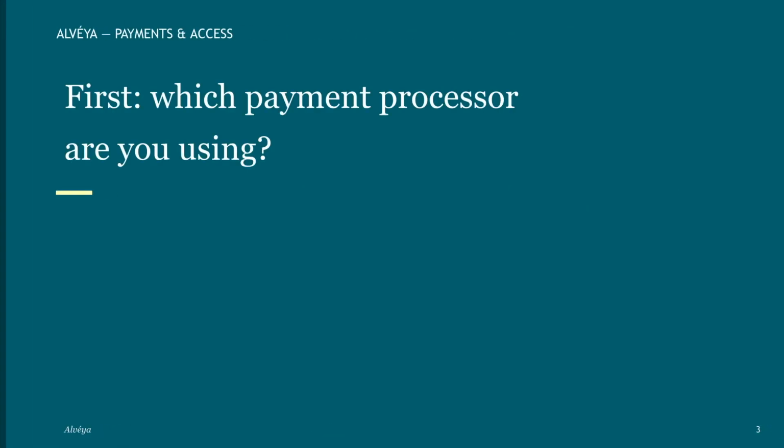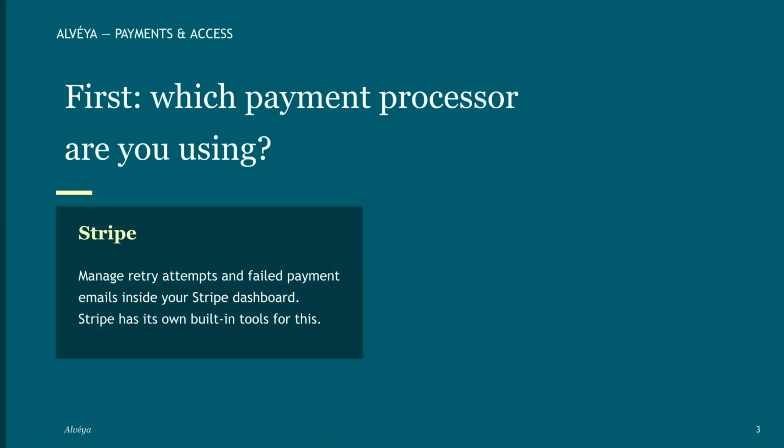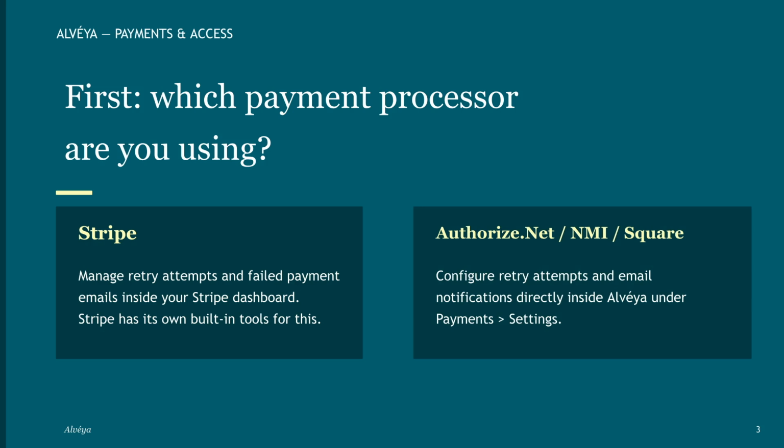Before we get into the workflows, there's one thing to check. Which payment processor are you using? If you're on Stripe, your retry settings and failed payment emails live inside your Stripe dashboard, not inside Alvéya. We'll look at those first. If you're on Authorize.net, NMI, or Square, you can configure those settings directly inside Alvéya under Payments, then Settings. For everyone else, the Alvéya workflow templates handle the client communication side regardless of which processor you're on. So you'll still need those. Let's take it in order.